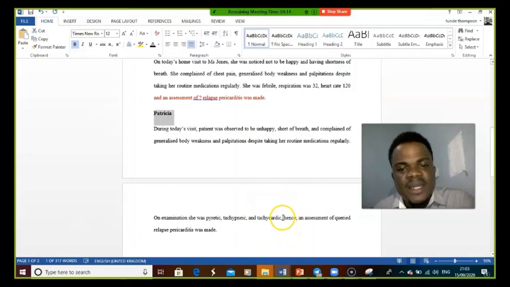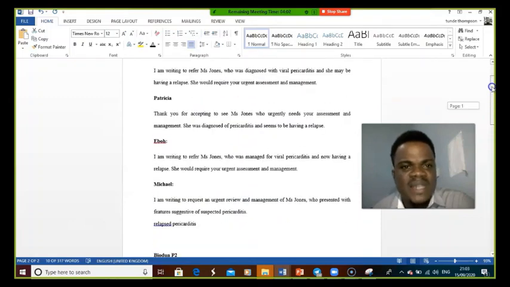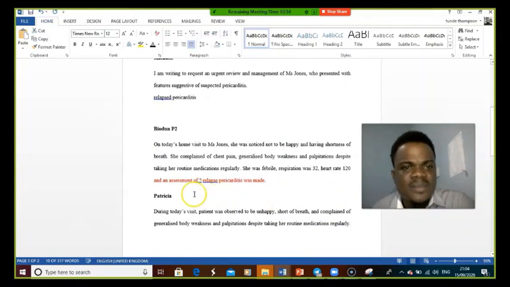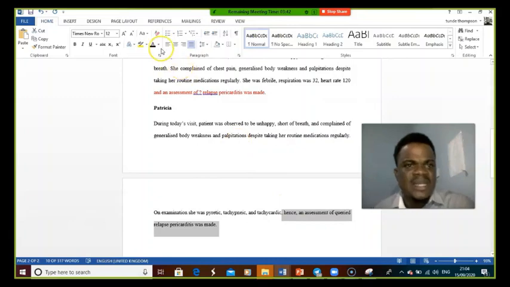Now, the same thing again. This part should not be there because you've written this already, so no need. Repeating it here again. If I go back and read your introduction for you to see how it sounds: Thank you for accepting to see Miss Jones, who urgently needs your assessment and management. She was diagnosed with pericarditis and seems to be having a relapse. Are you now advancing during today's visit? Do you understand? So there is no need repeating this again here.